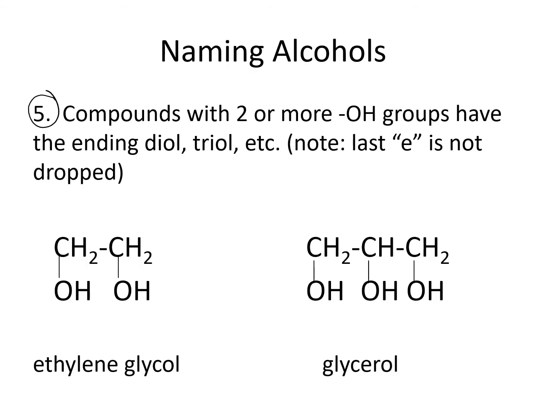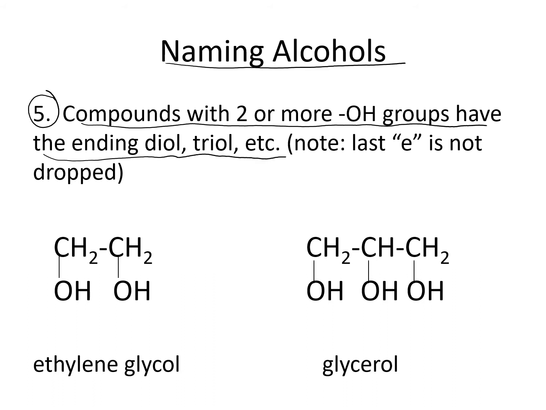Rule number 5 for naming alcohols is compounds with 2 or more hydroxyl groups have the ending diol, triol, etc. You are only going to be asked to name alcohols with either 2 OHs or 3 OHs attached. I will not ask you for any more, so I'm going to cross off, etc. Please take note that the last E is not dropped from the parent name, as we did for alcohols when there was only 1 hydroxyl attached.